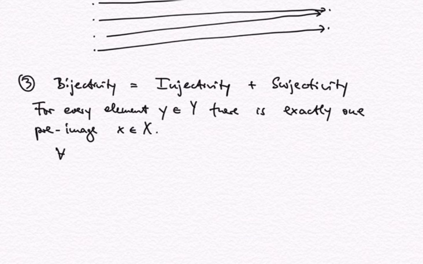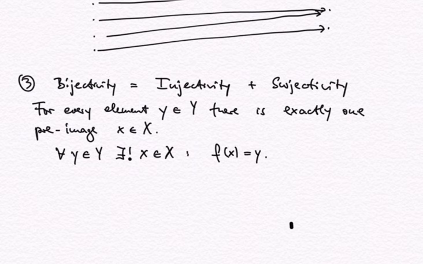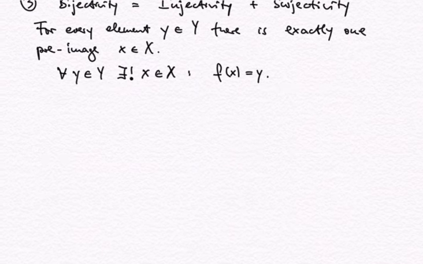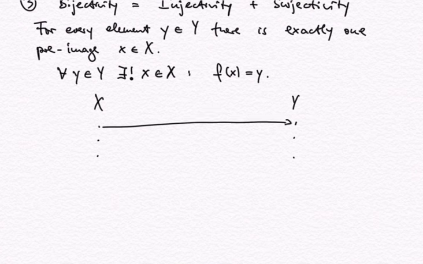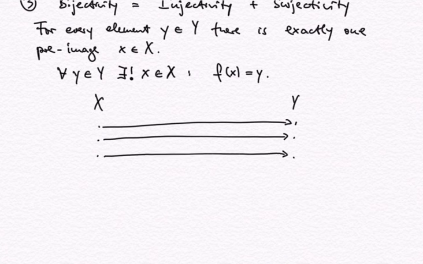Symbolically, for all y in Y, there is exactly one, symbolized by an exclamation mark behind the existence quantifier, there's exactly one x in capital X such that f of x is y. Visualized, let's say now that we have three elements on either side, all elements in Y are being mapped to, and any two different elements in X are mapped to two different elements in Y.